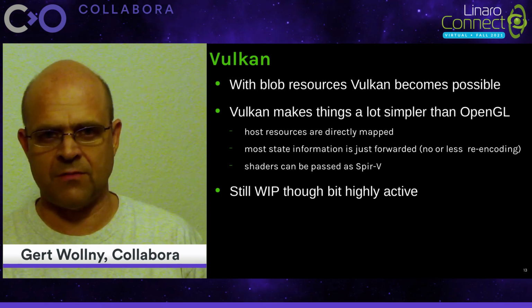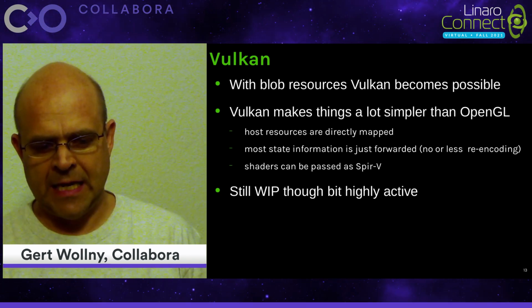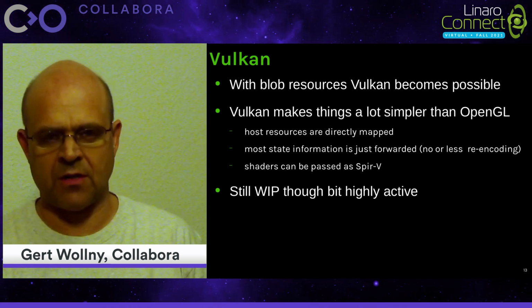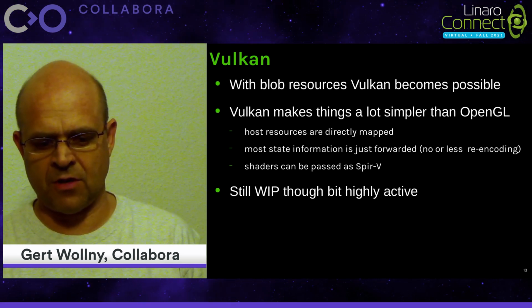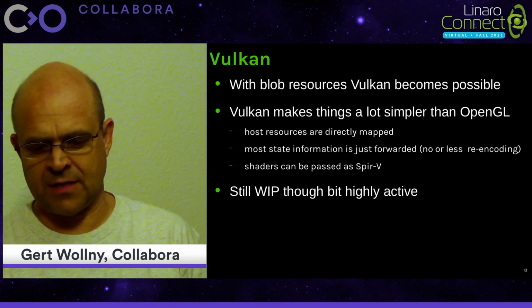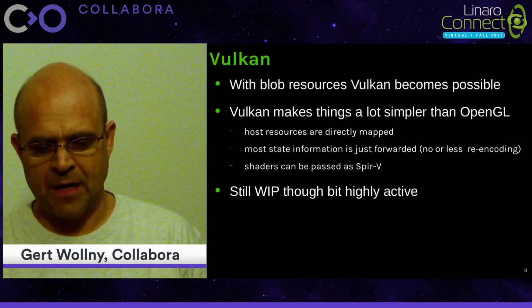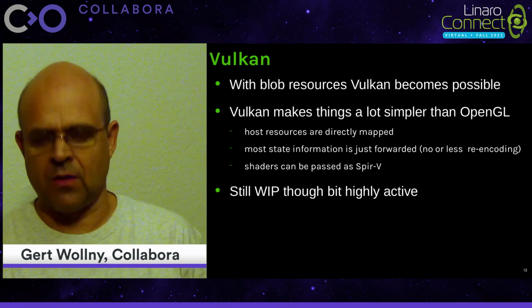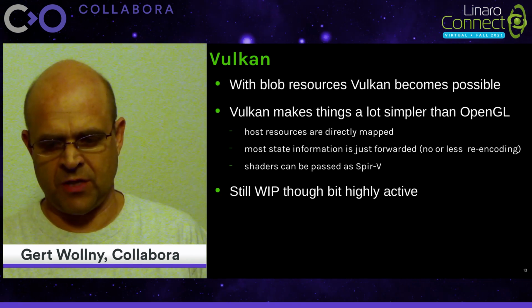Now with blob resources, Vulkan becomes actually possible. And Vulkan makes things a lot simpler than OpenGL. Host resources are mapped directly, so there's always zero copy. Most state information is just forwarded, so there's a lot less re-encoding. Shaders can, for instance, be passed as SPIR-V, so it's all a more direct approach than the OpenGL I was talking about.